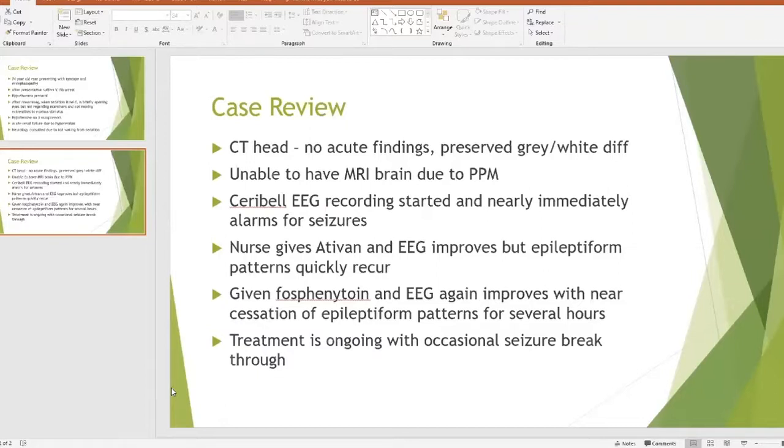So I said to give Ativan, and the Ativan stopped for a few moments the abnormalities we were seeing on the EEG, but then they quickly came back again. And so we gave fosphenytoin, and it improved again for several hours. But then later it would recur. And if we can pull up the EEG. Yeah, I can try to show you how this has evolved and how the treatment has been applied.